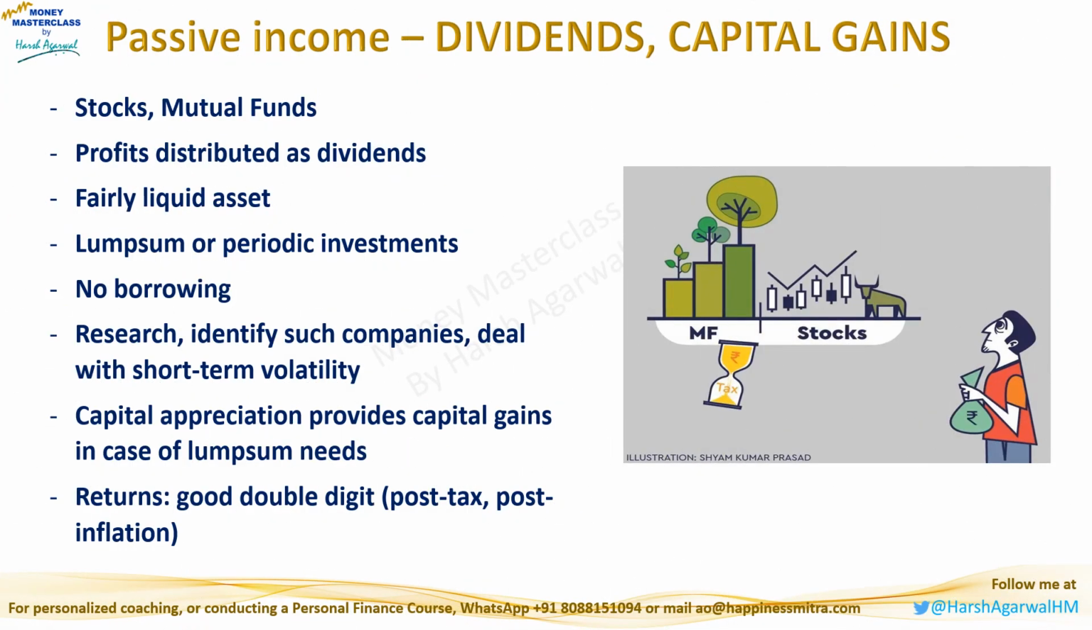Dividend income. It is generated when you invest in stocks or mutual funds of companies which are profitable and that distribute their profit regularly as dividend to the shareholders. These are especially government companies, PSUs, and some mid-sized listed private companies. It's a fairly liquid asset. You don't necessarily need to invest a lump sum here. You can buy stocks or mutual funds periodically as and when you have funds. You can do SIP. Just keep accumulating shares of a few good companies in bits and pieces and no need to borrow at all from anyone.